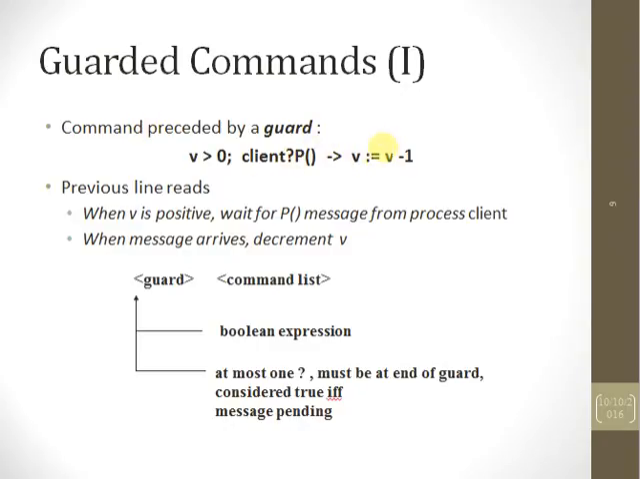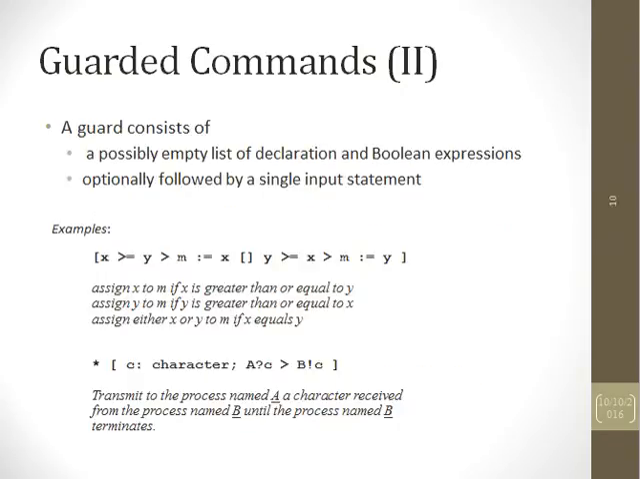This guard could be a boolean expression. Let us look at an example: x greater than y, then assign x to m. These square brackets represent the OR operation. This is one command. And if y greater than or equal to x, then assign y to m. Either x is greater than y, then assign x, or otherwise y to m.